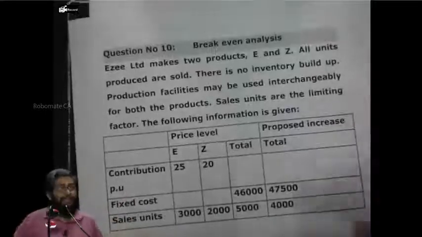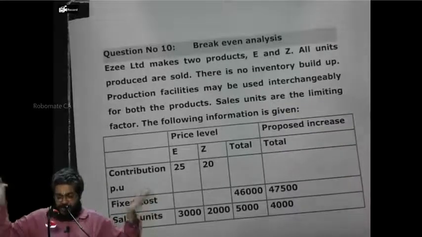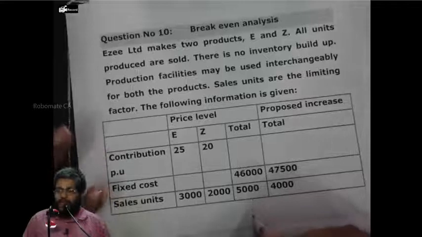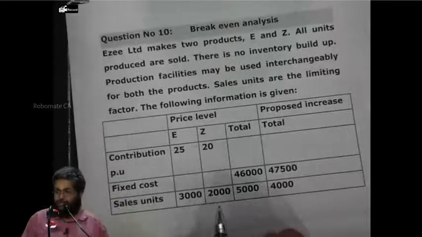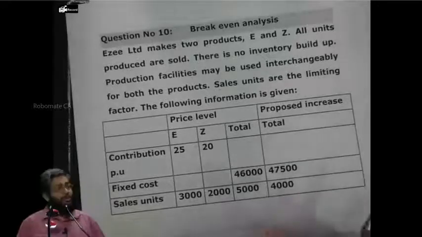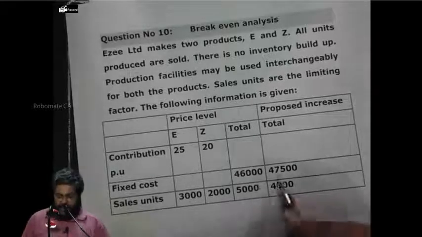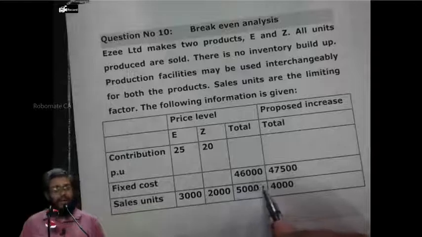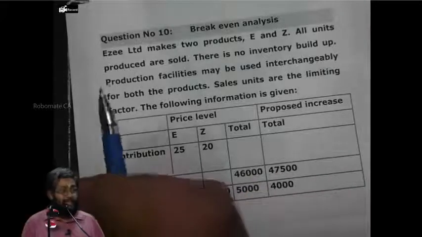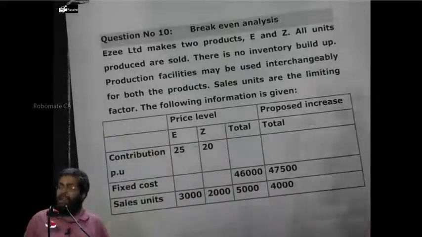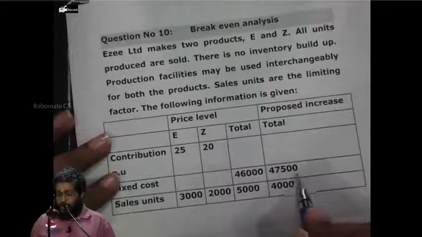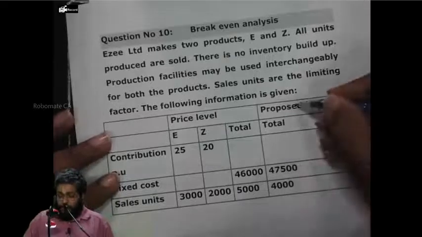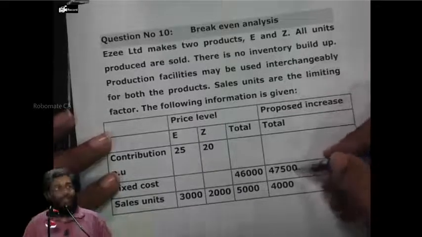Now, everything in the data has been explained. My current factory has a capacity of how many units? 5,000 units. And my present sales mix is what? 3:2. When I want to go beyond 5,000 units, can I do it with the same 46,000 rupees fixed cost? No. The fixed cost increases. By how much? 47,500. You may make the mistake of saying the increase is 1,500. Not so. The proposed increase is 47,500.